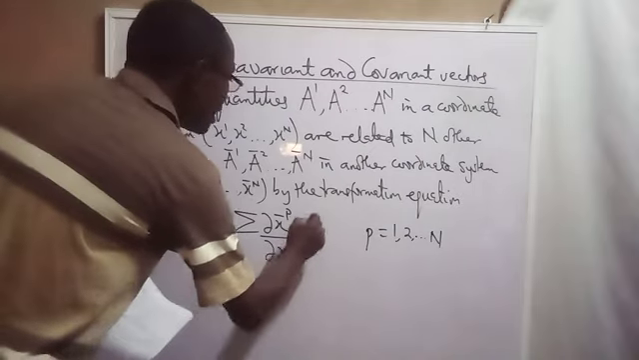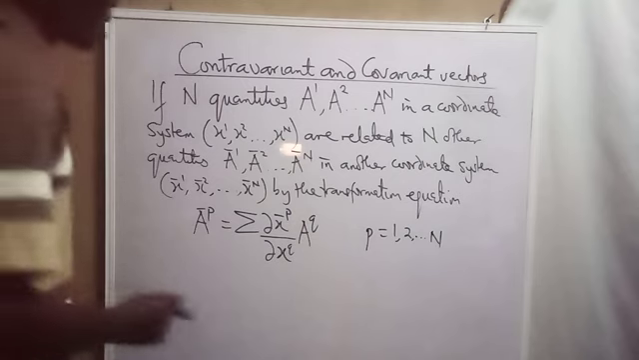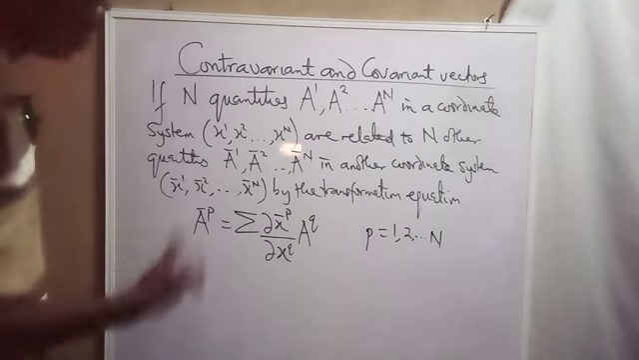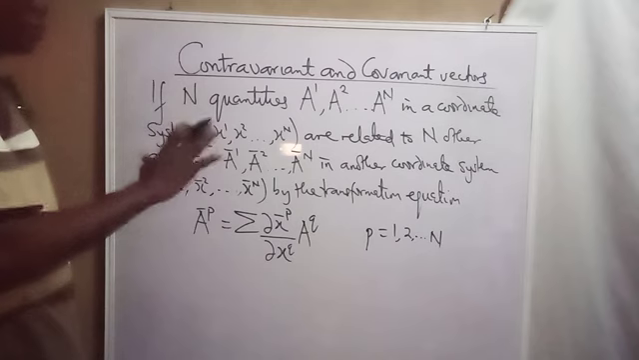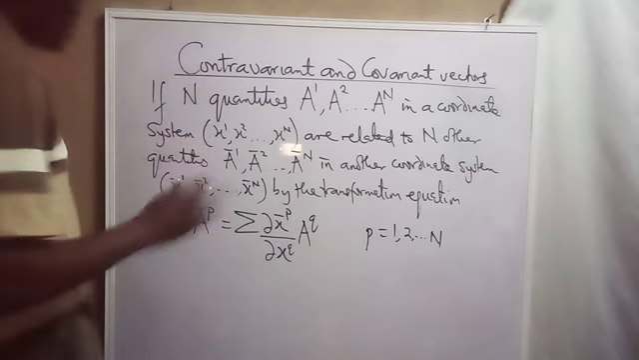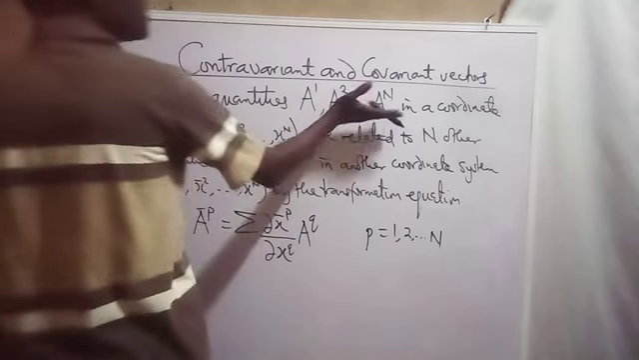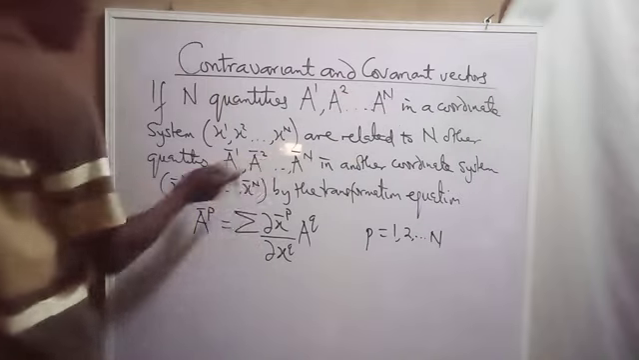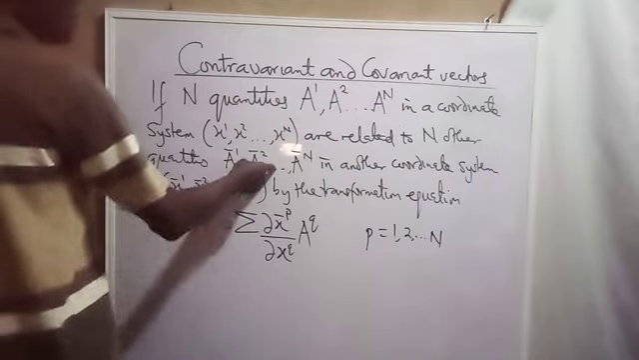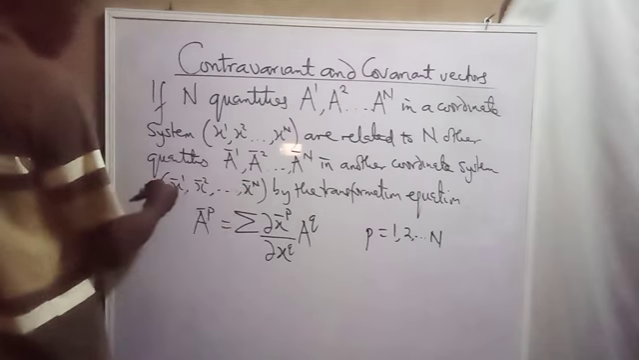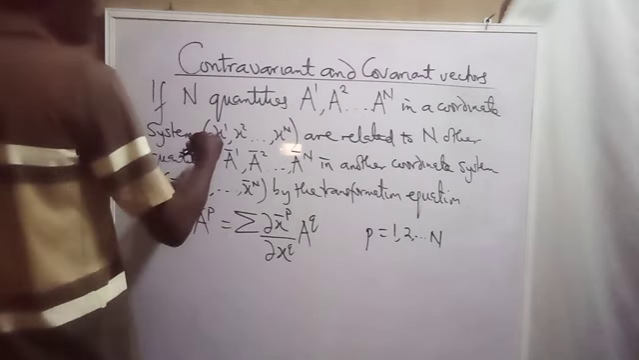A superscript q. Asking how? Why? Good. Now, this is the logic. Don't get it twisted. Now we are moving from this frame of reference to this frame of reference. This frame of reference has the coordinates of the one with bars, and this frame of reference has the coordinates without bars.